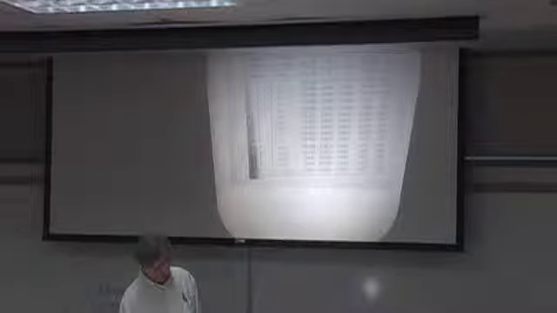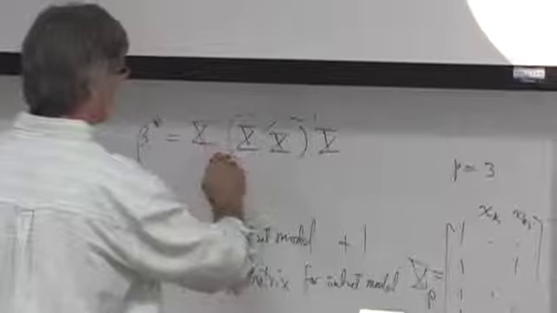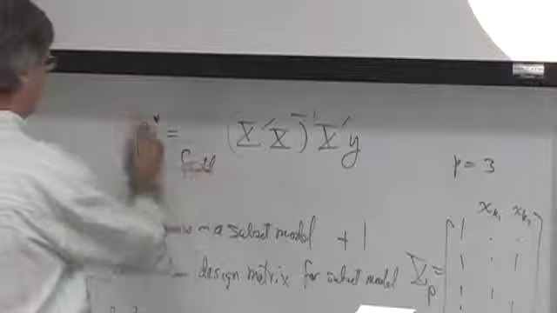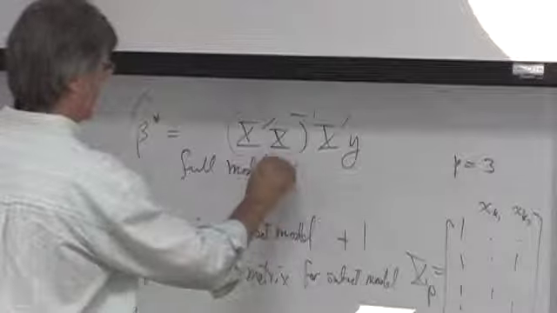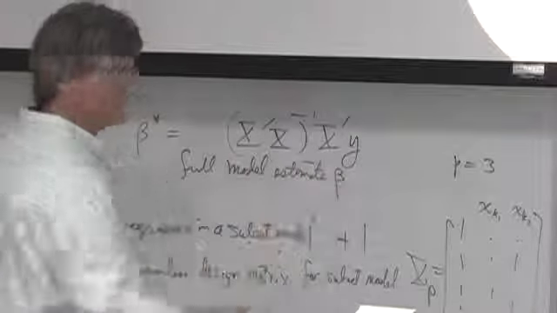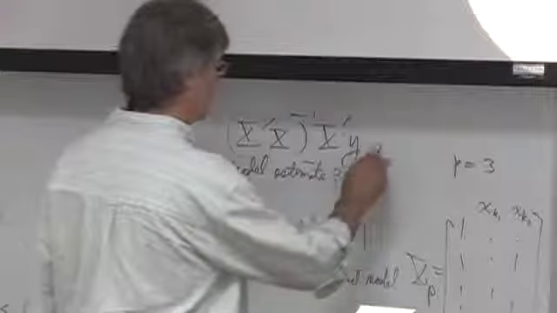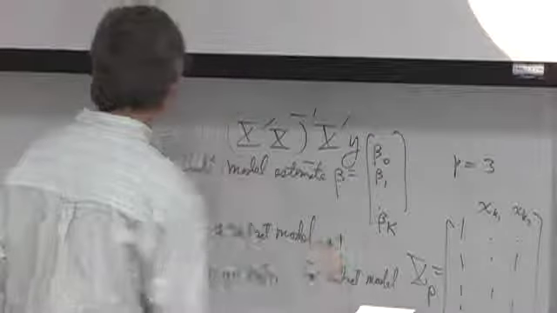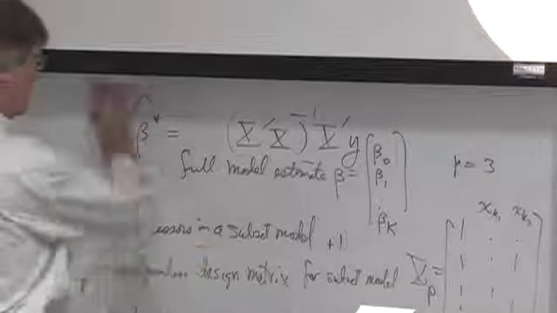Now, in general, if you define beta star equal to the full model, call X the full design matrix, X prime X inverse X prime Y, that's the full model estimate of the betas. Beta is beta 0, beta 1, all the way up to beta sub capital K. And he's putting a star on it instead of a hat. I don't know why he does it that way.